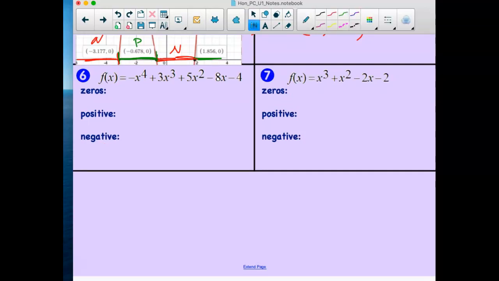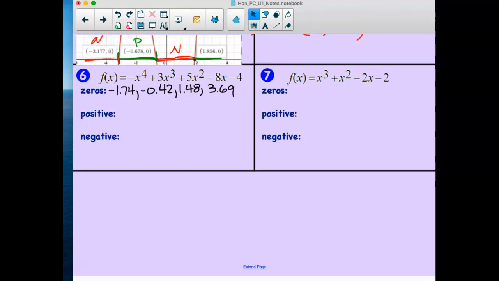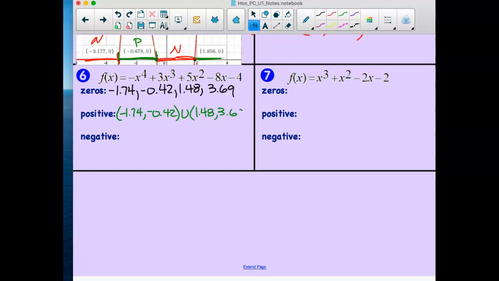Okay, two more examples here. Let's see, this negative x to the fourth is going to have zeros at negative 1.74, negative 0.42, 1.48, and 3.69. The first positive interval is going to be from negative 1.74 to negative 0.42. Unite that with 1.48 to 3.69.